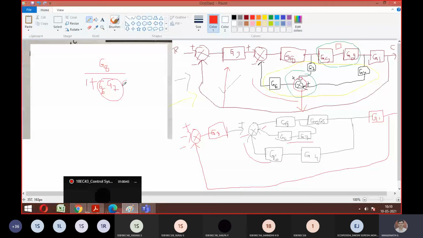So this complete path, the yellow color that I'm tracing, is replaced with this one block. Okay, everyone, is it fine? Then this yellow block and this G2, G5 are in cascade. So if we make it one block, how does it look, guys? Can I make it G8 multiplied with G2, G5 divided by this, completely as one block now?